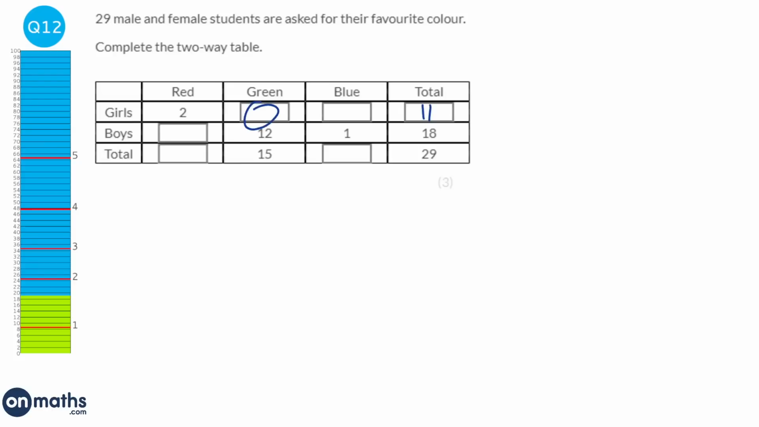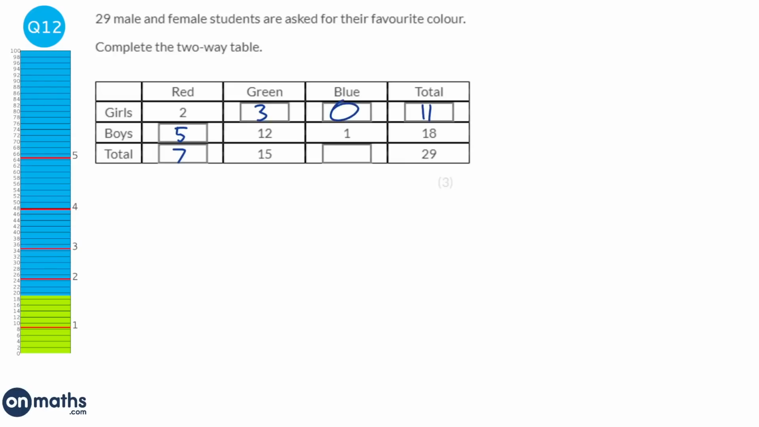Next one I'm going to fill out is this one. Notice that the total for the green is 15. Total for the boys who picked green is 12. And therefore for the girls it's going to be 3. Then looking around, what's the next thing that we can fill out? We can fill out this one because the total for the boys is 18, green is 12, blue is 1, therefore we've got 5 left over. Then we can fill out this one, 2 plus 5 is 7.